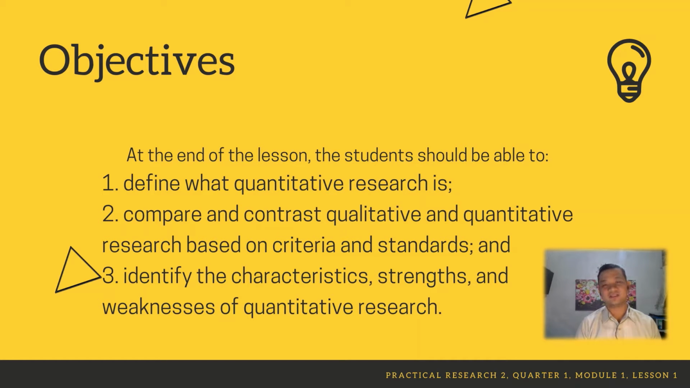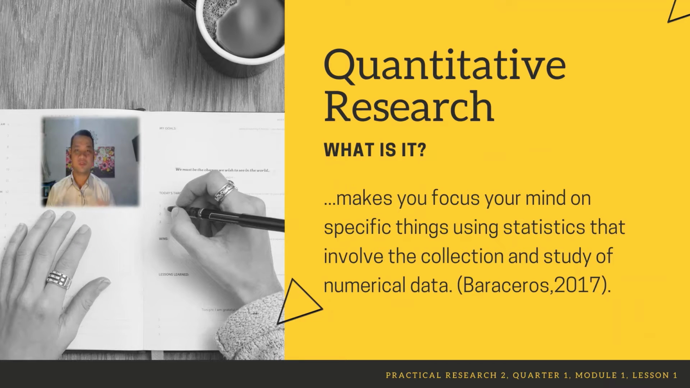At the end of the lesson, the students should be able to define what quantitative research is, compare and contrast qualitative and quantitative research based on criteria and standards, and number 3, identify the characteristics, strengths, and weaknesses of quantitative research. So what is quantitative research?